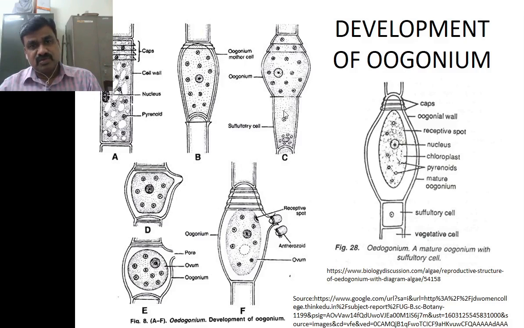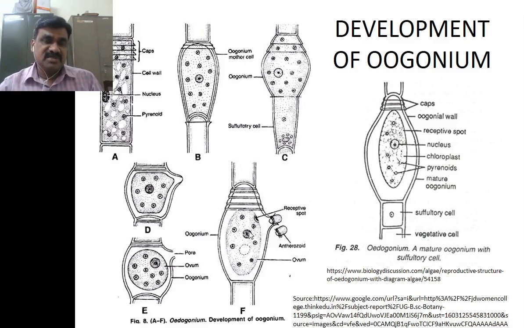The division is unequal in nature. It gives rise to two types of cells: the upper cell is large and oval in shape and the lower cell is narrow. The lower cell is called the suffultory cell, and the upper cell is the oogonial cell. Now the protoplasm is completely rounded and encloses a single nucleus with a large quantity of food material. At maturity, just below the apical band junction, on the transverse wall, a pore forms. Through this pore the antherozoids enter and fertilization takes place.